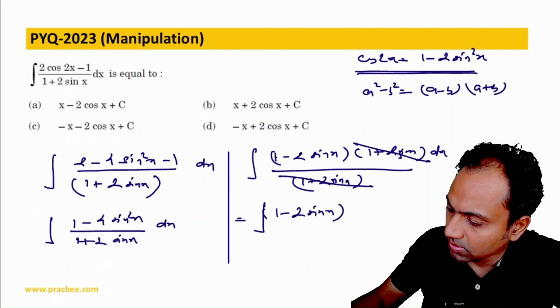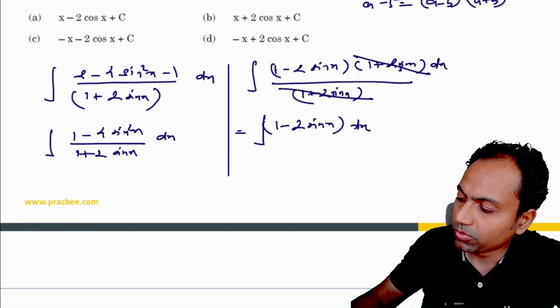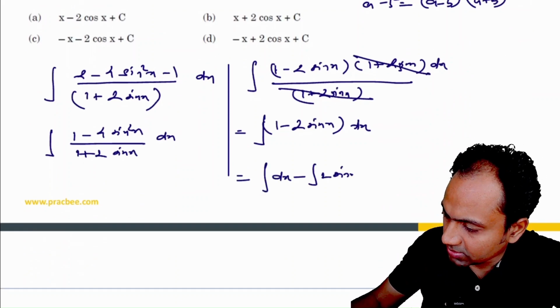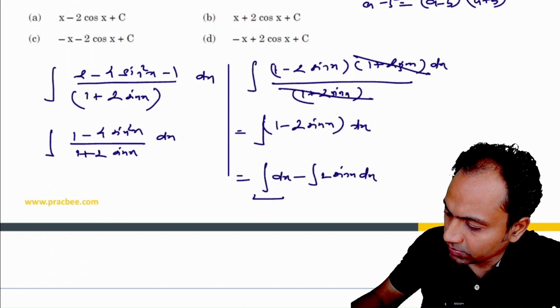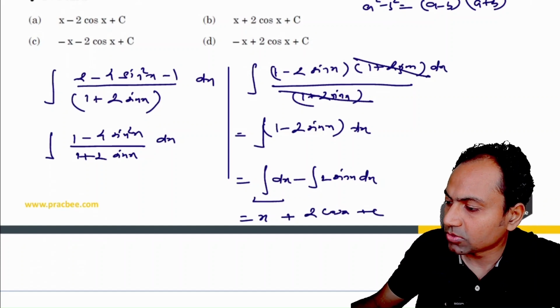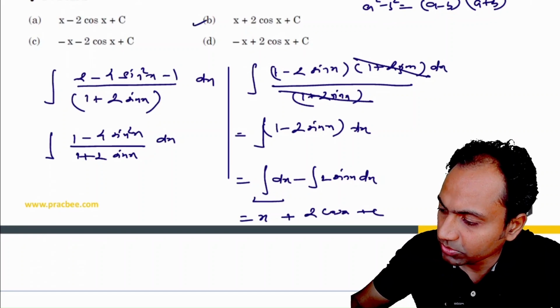x dx. Now this can be split into two simple integrals. One is dx, and the other one is 2 sine x dx. So the answer to the first one comes out to be x. The answer to the second one comes out to be plus cos, minus cos x. The answer becomes x plus 2 cos x plus c. That is nothing but option B.